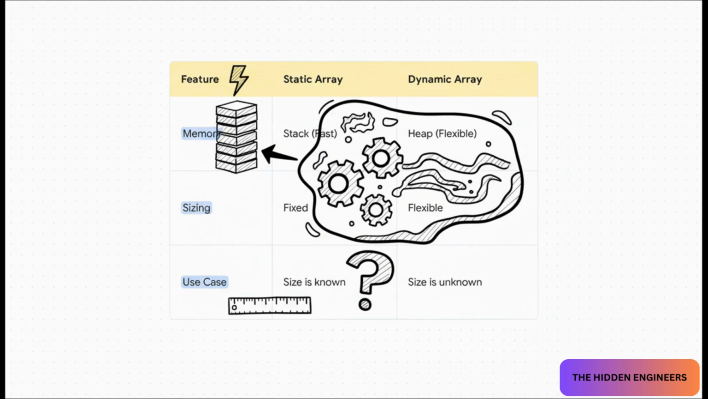So the choice is pretty simple. If you know the exact size you need from the start, a static array is going to be faster. But if you have no idea, you absolutely need the flexibility of a dynamic one.